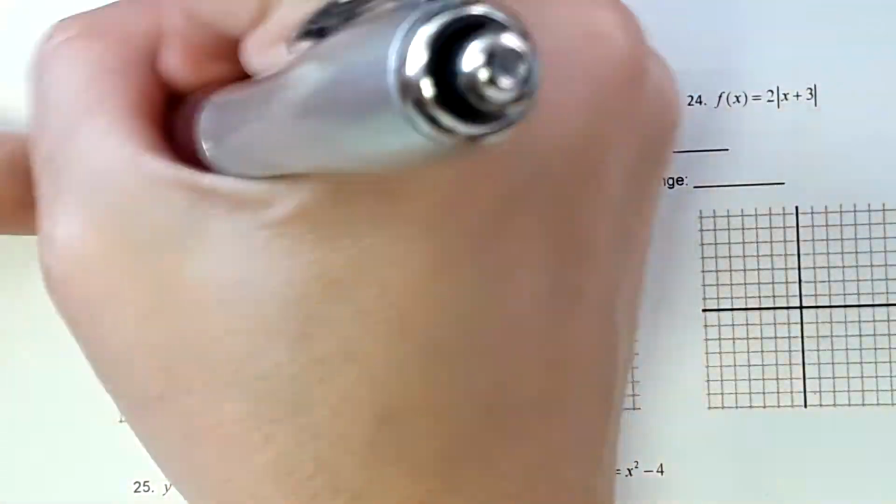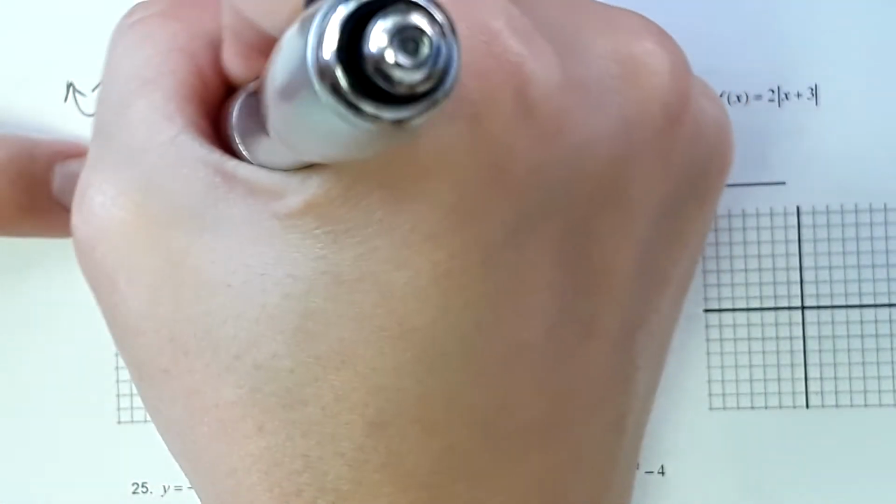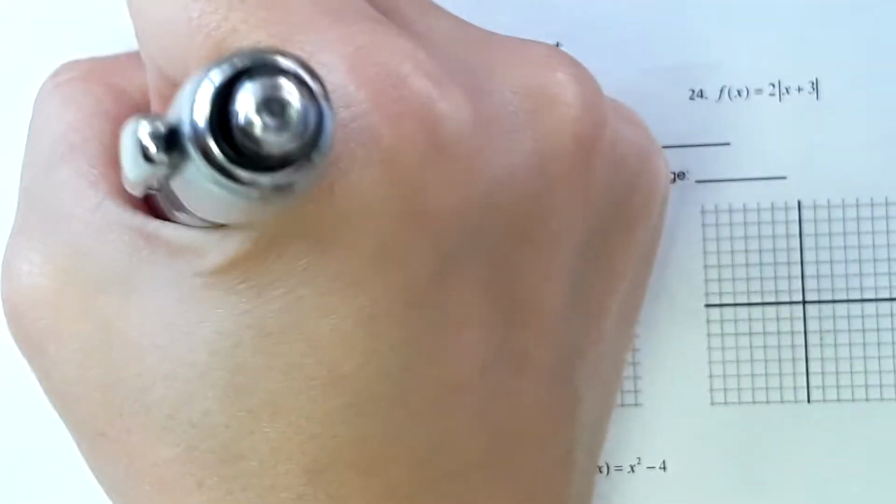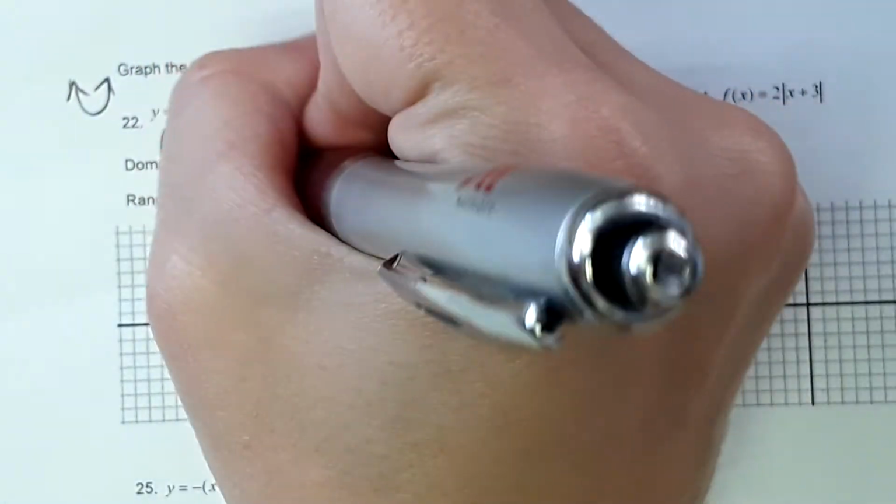And then from here, domain -infinity to infinity. Range is 1, 2, 3, 4, 5. So my lowest y value will be -5, and then it goes up to infinity and beyond.